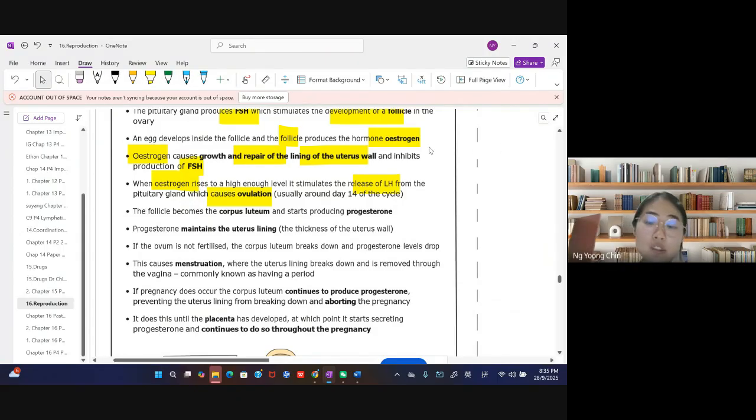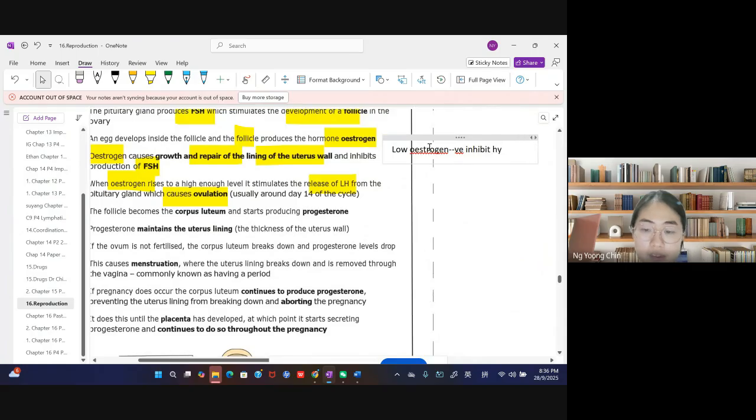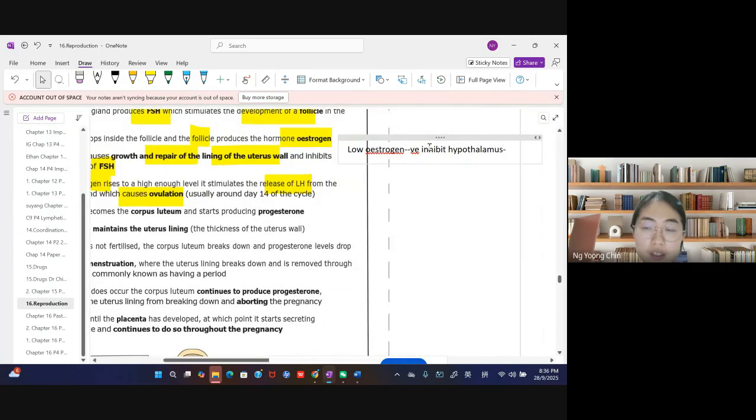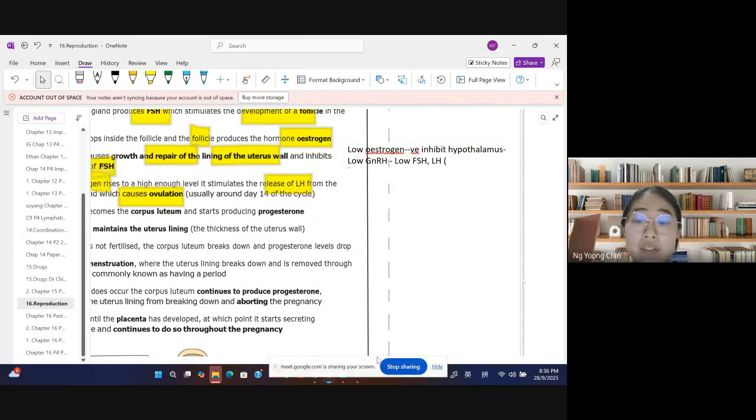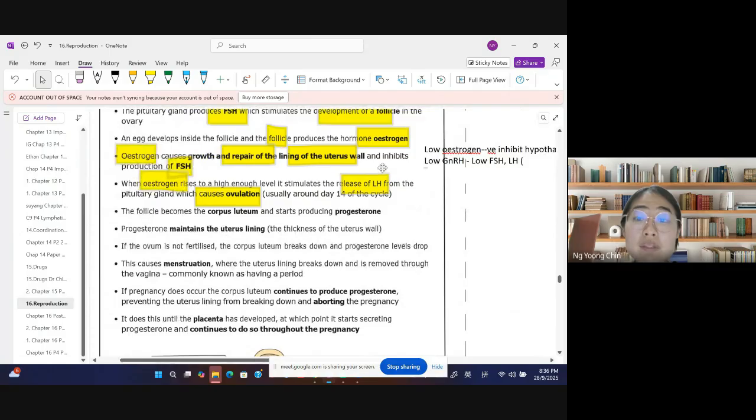If you have low estrogen, you will have negative inhibition on the hypothalamus, so you have low GnRH. If you have low GnRH, you have low FSH and LH. Because the low level of estrogen will inhibit FSH, as written in this statement. See, low level estrogen will inhibit the FSH hormone.